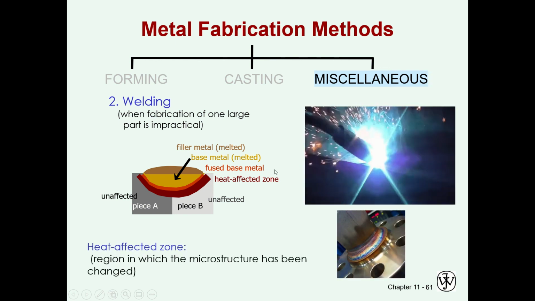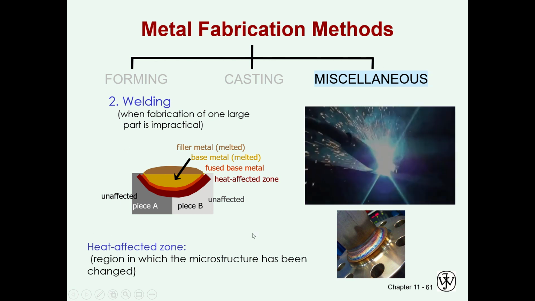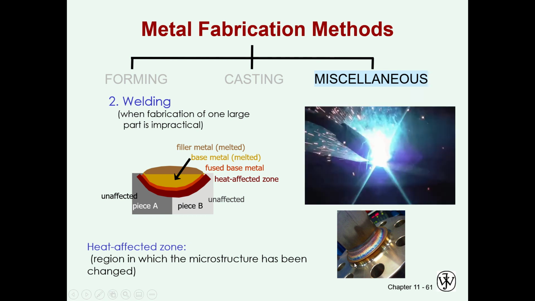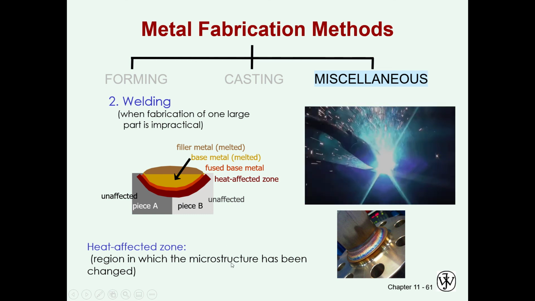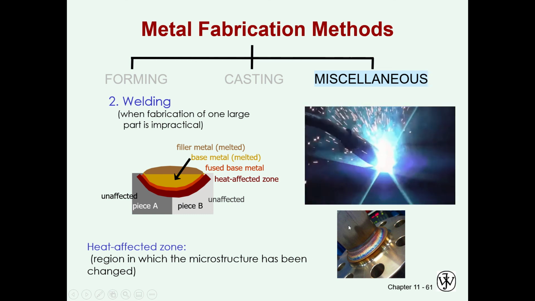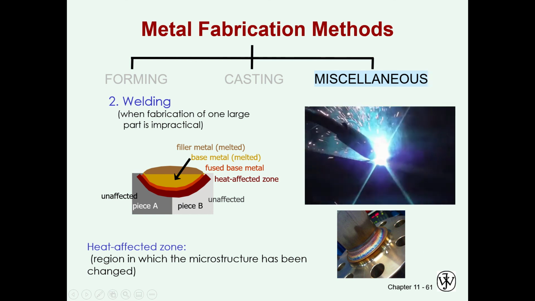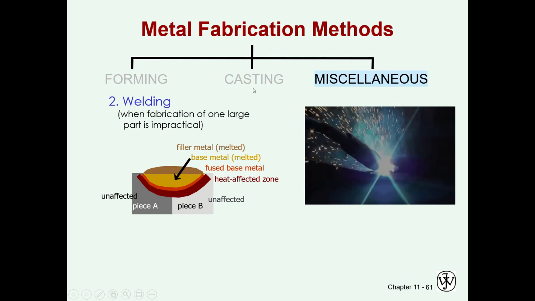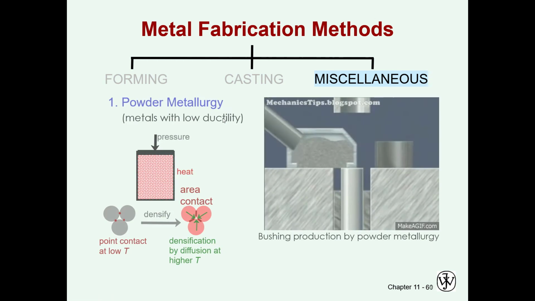So the very interesting thing here is that when we use welding, there are differences in the phases in the structure, and also at the same time the physical appearance of the heated area, because this is where the microstructure has been changed. So it's different from the metals or the parts joined. Alright, so that's the metal fabrication methods. We have forming, casting, welding, and then powder metallurgy.